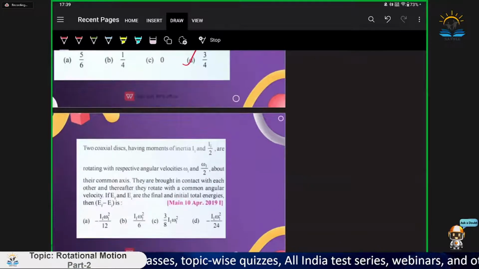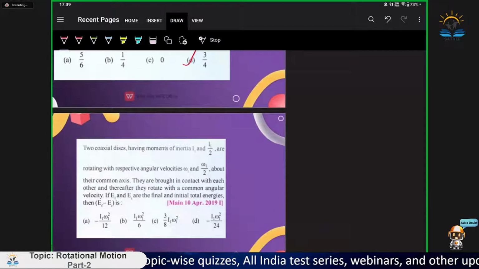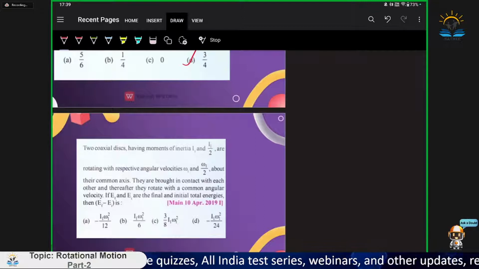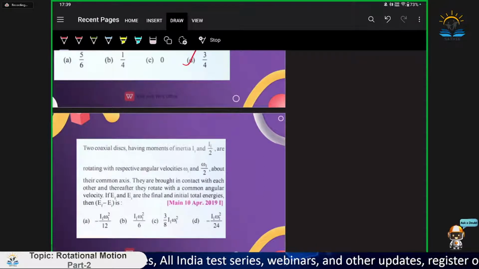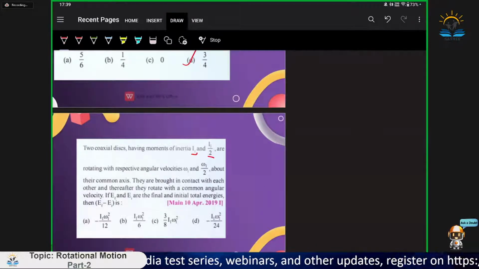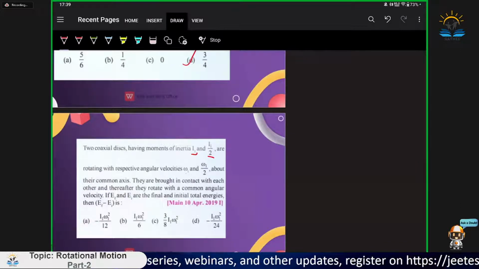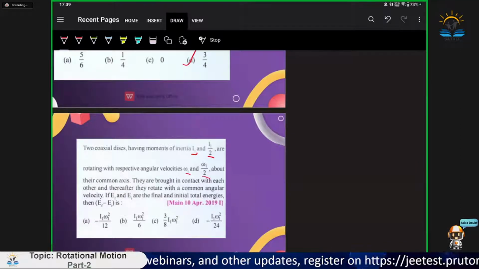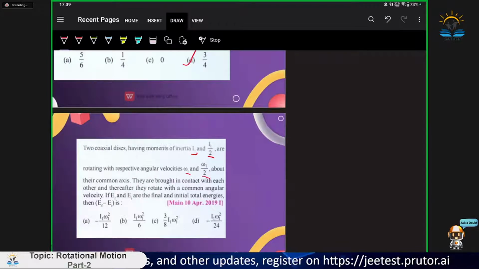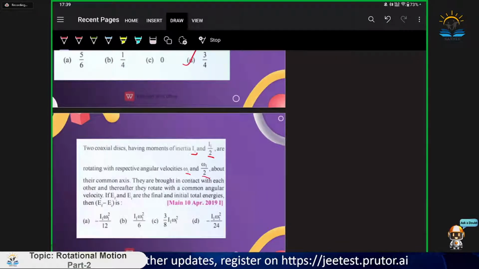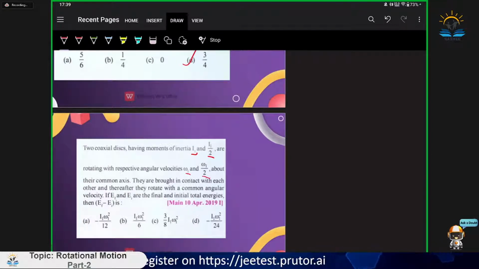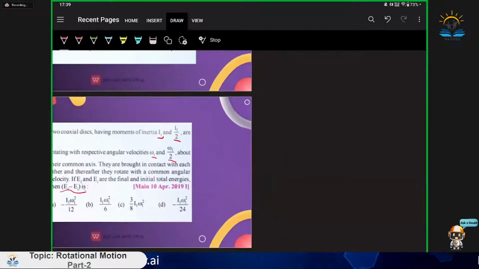Okay, let's solve the next question. Two coaxial disks having moments of inertia I1 and I1 by 2 are rotating with the respective angular velocities omega 1 and omega 1 by 2 about their common axis. They are brought in contact with each other and thereafter they rotate with a common angular velocity. If EF and EI are the final and initial total energies, then EF minus EI is? Almost a similar kind of question. Let's solve.